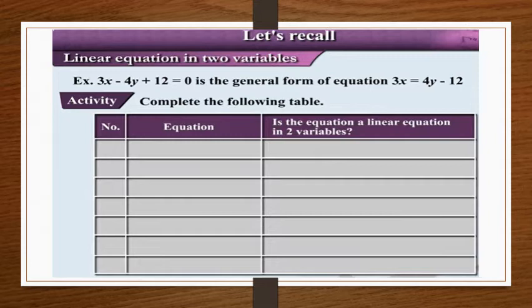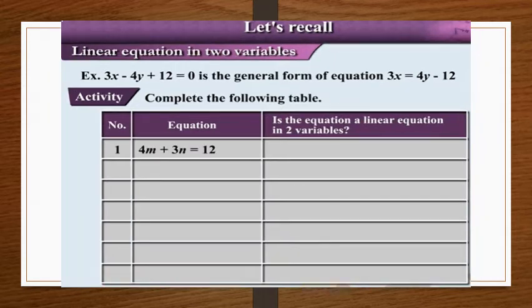Let us begin with the very first equation. 4m plus 3n is equal to 12. So here we have two variables m and n, and degree of both m and n is 1. So therefore this is a linear equation. So it is yes. Next equation, 3x squared minus 7y is equal to 13. So here we have variables x and y, but the degree of x, can you see this square? So this degree is 2. So degree should be 1, isn't it? So if degree is 2 means this is not a linear equation.